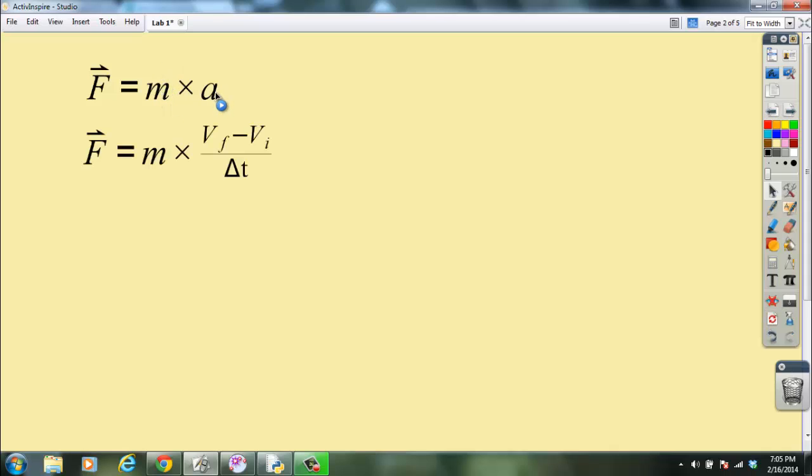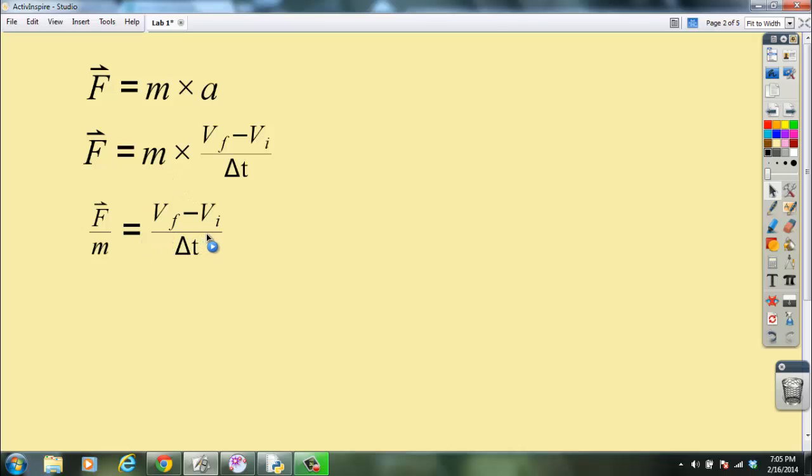I want to expand acceleration here. To start, this is force equals mass times acceleration. And acceleration is a change in velocity over time, so I simply expanded that. What I'm doing next is dividing both sides by m.